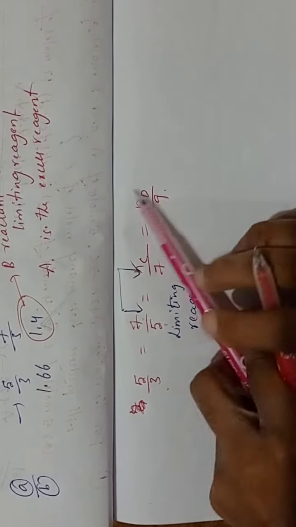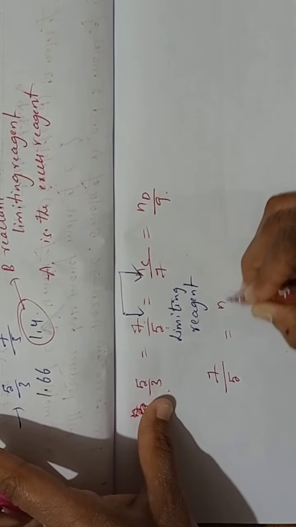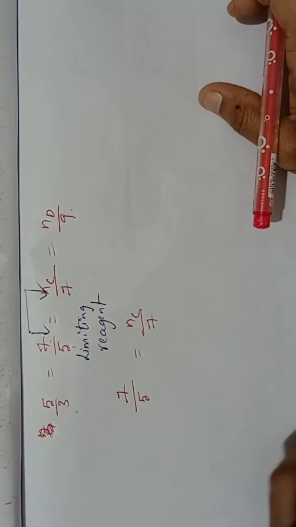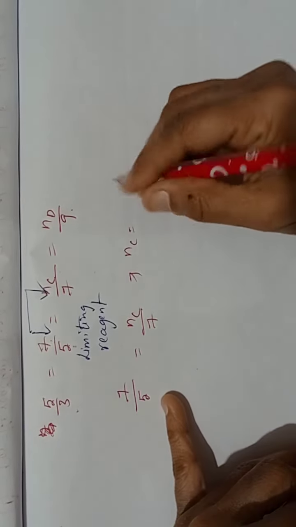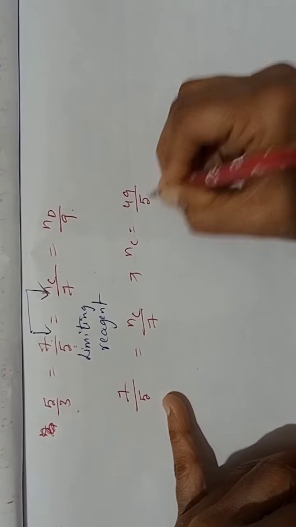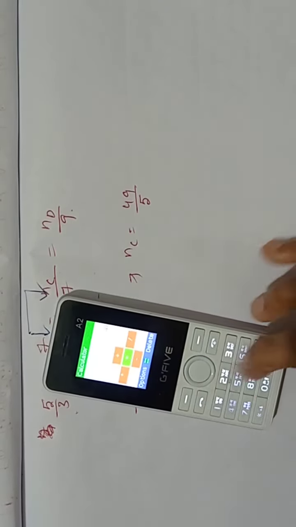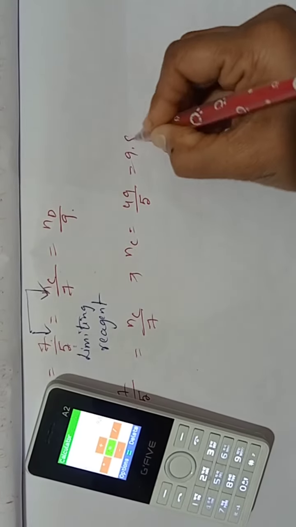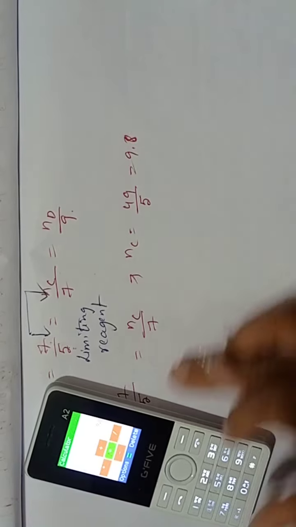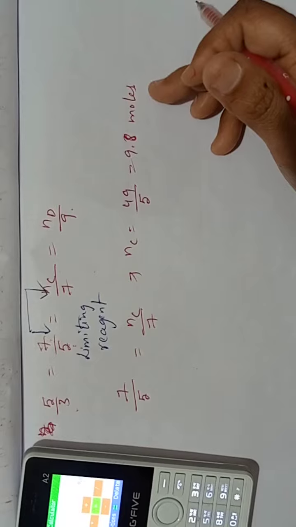Now how to write, students? 7 by 5 is equal to number of moles of C by 7. Are you clear? Number of moles of C is equal to 49 by 5. So how much will you get? 49 divided by 5, we got 9.8. This many moles are present. Number of moles of C is equal to 9.8 moles.